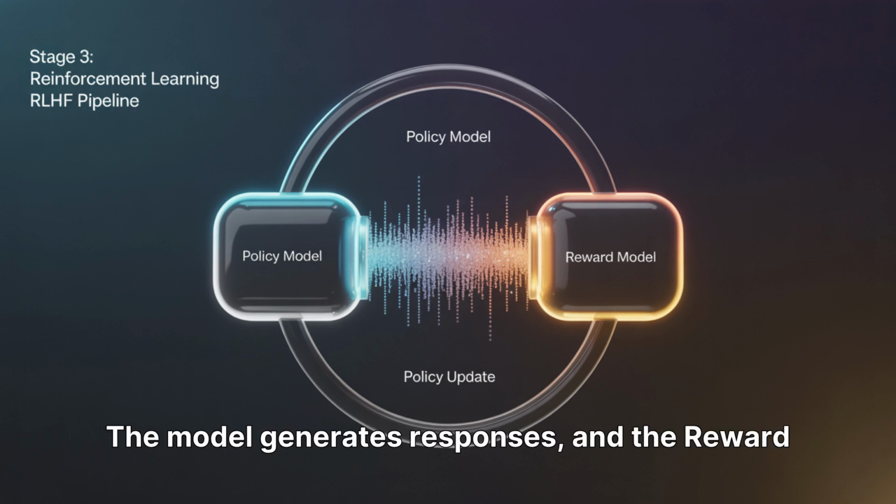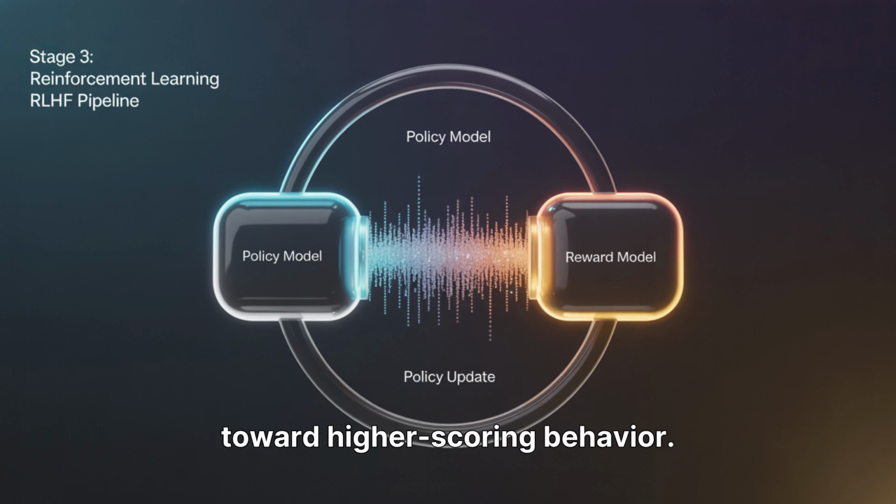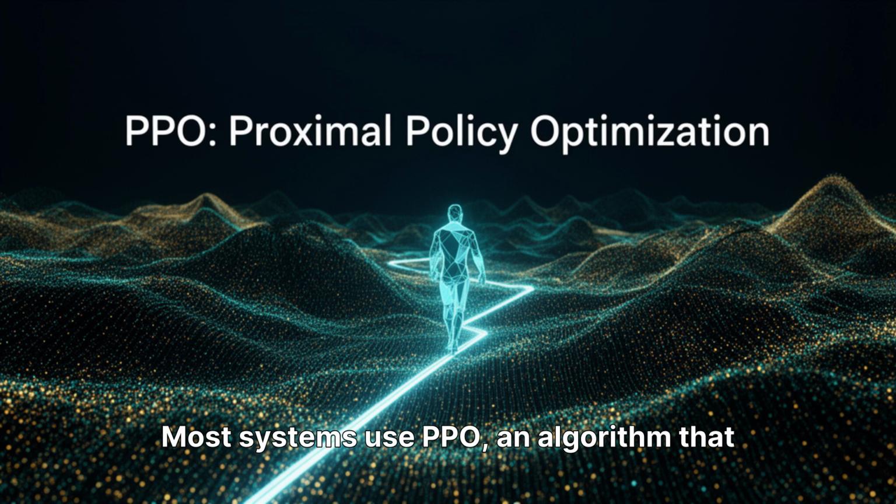The model generates responses, and the reward model provides immediate feedback, steering the model toward higher scoring behavior. Most systems use PPO, an algorithm that makes small, stable updates to the model's policy, ensuring it doesn't deviate too far from its original pre-trained capabilities.